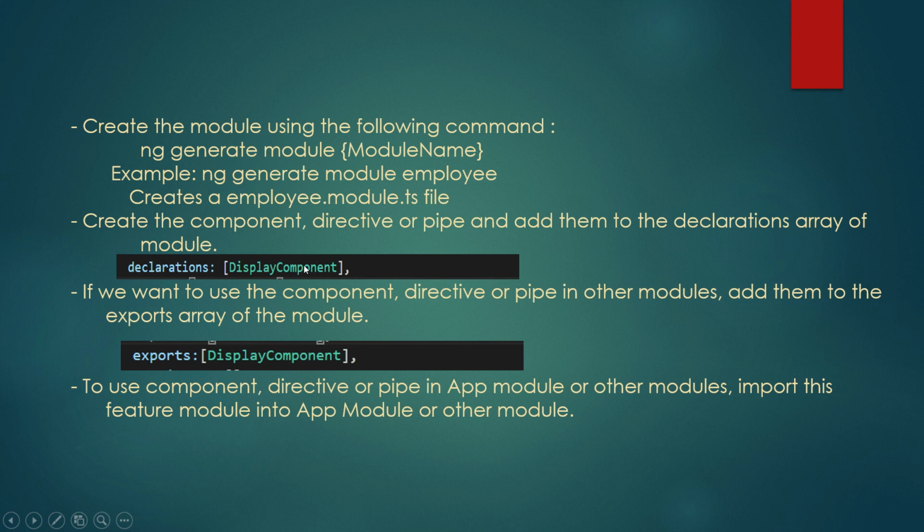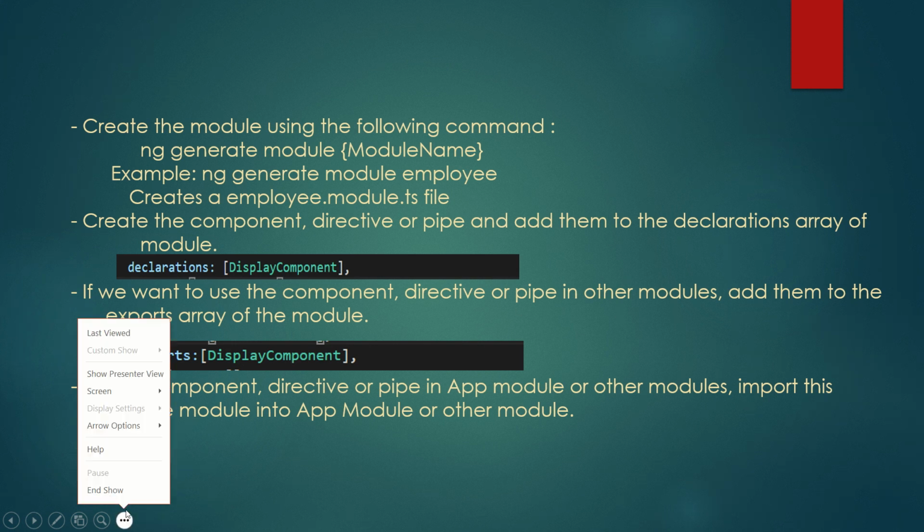If the created component, directive or pipe needs to be used by other modules, it should be specified in the exports array. If any other module wants to use this display component, first it has to import this employee module, and then it can use that display component. If app module wants to use this display component, first it should import employee module, then it can use that display component.